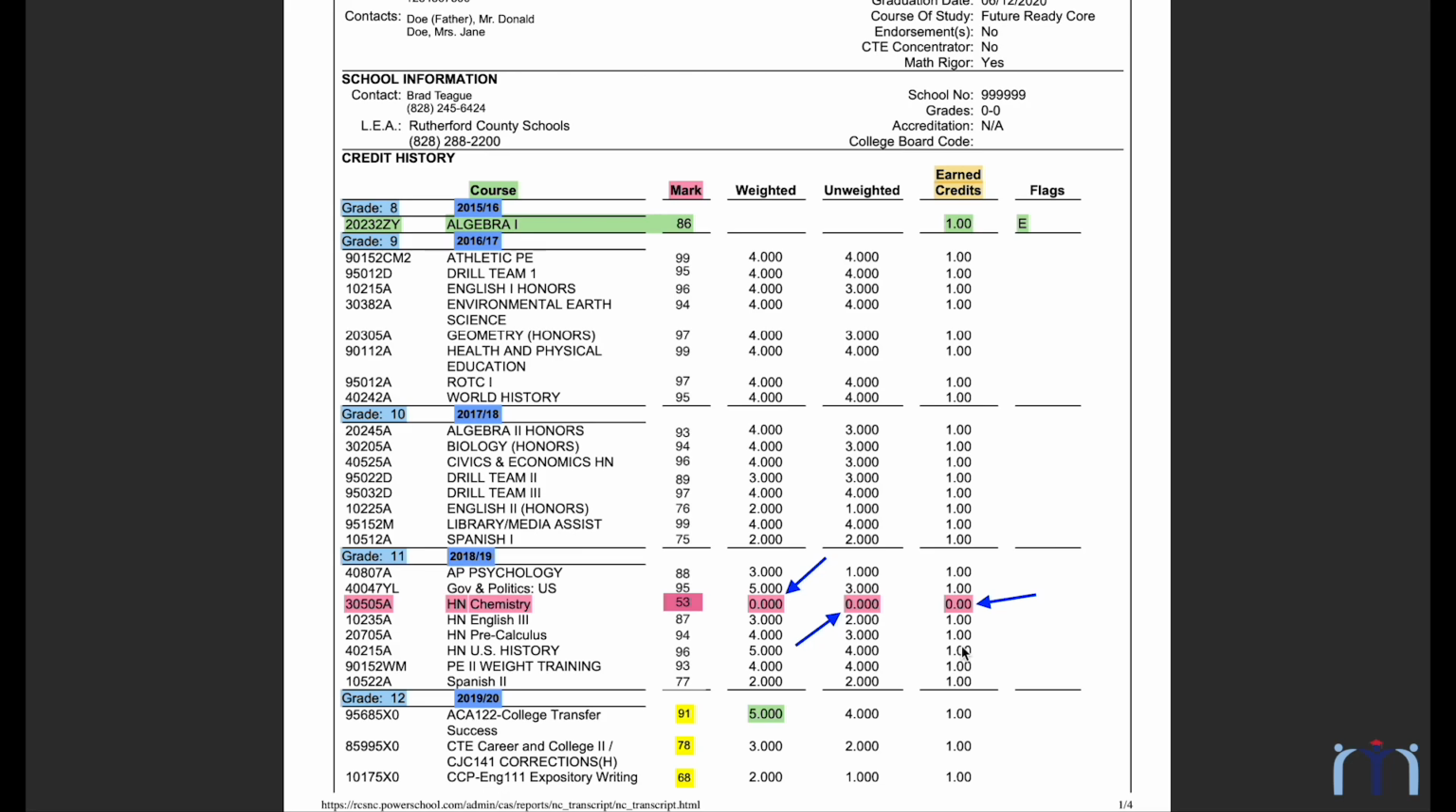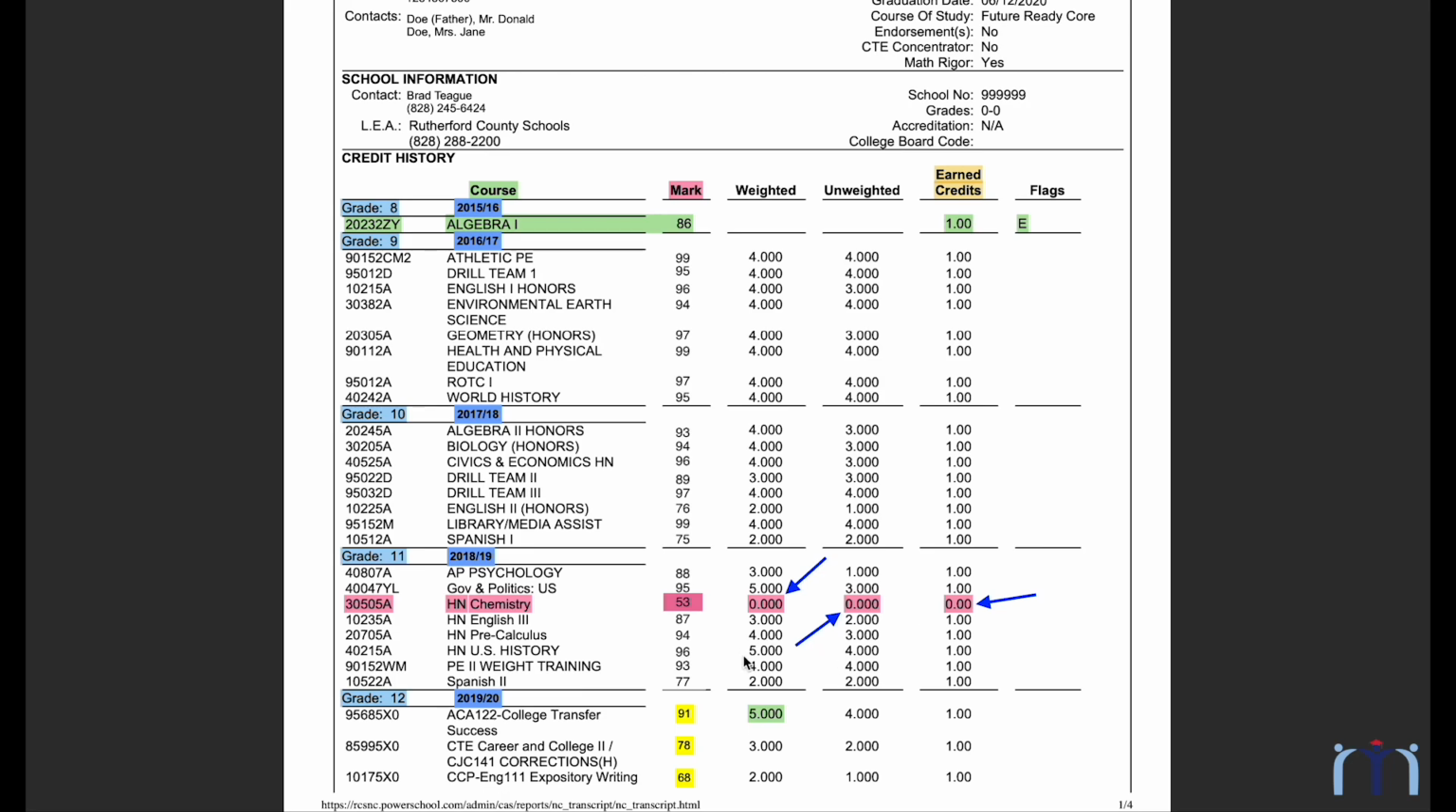You might not catch it in the numbers column or in the mark or the grade column. What you can do is scan the earned credits, look down through the earned credits, and see if there are any zeros. That will help you with some of the failed courses.